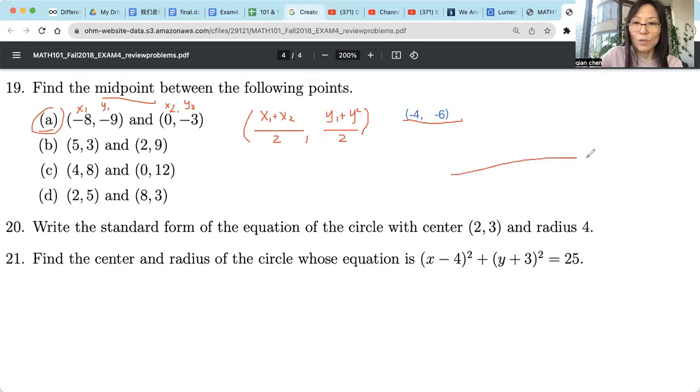You can draw the picture. Let's draw it on an x-axis and y-axis. Right? This is about negative 8, and this down here is about negative 9. So I have 1 point here. The other point is 0, negative 3. So negative 3 is somewhere here. So negative 9 is here. Negative 4.5, negative 6, negative 3. So 0, comma, negative 3 is here.